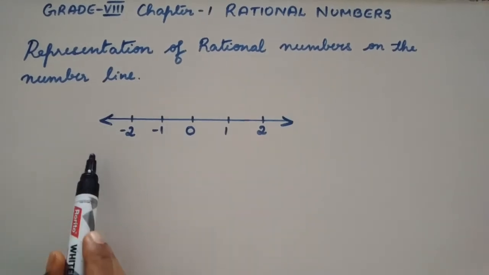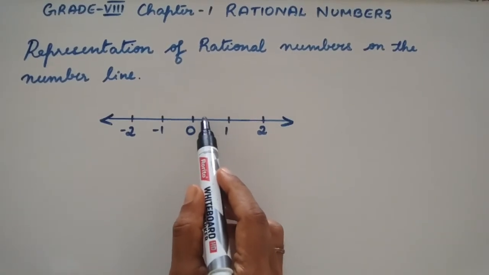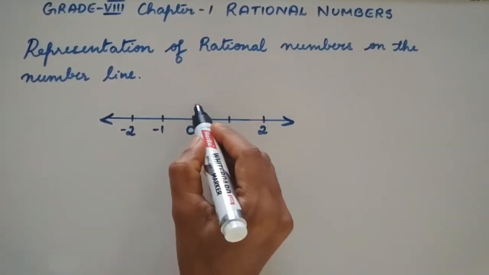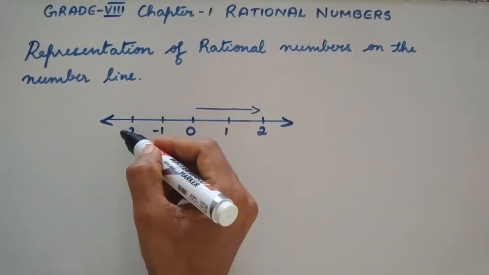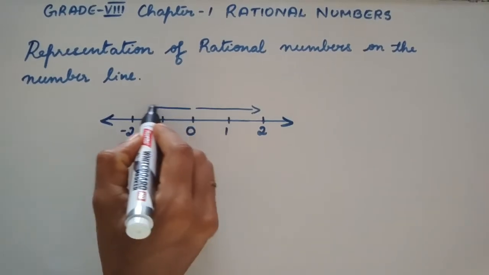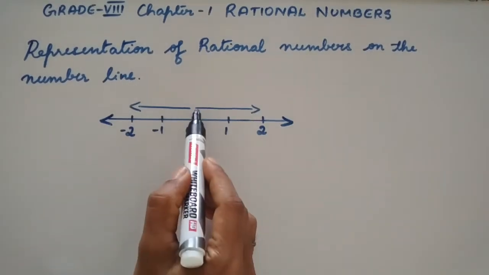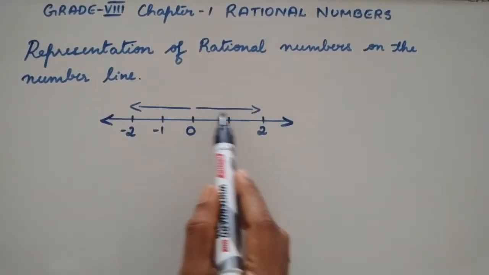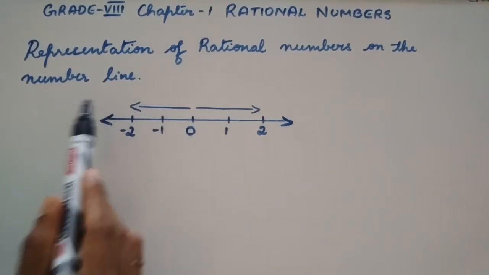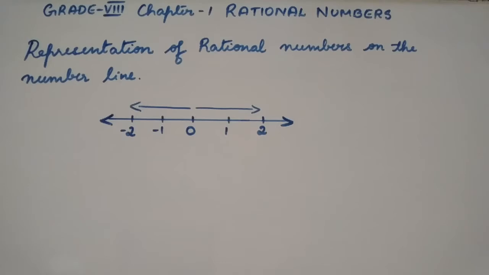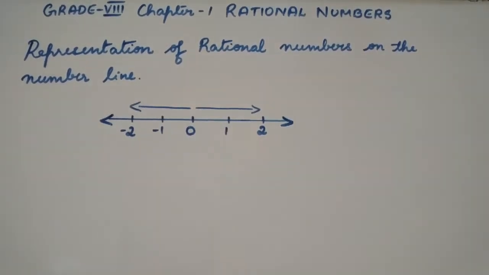A number line looks like this. The positive integers are represented to the right of 0 and the negative integers are represented towards the left of 0. The numbers increase when we move towards the right and the numbers decrease when we move towards the left. It is easy to represent integers on a number line.